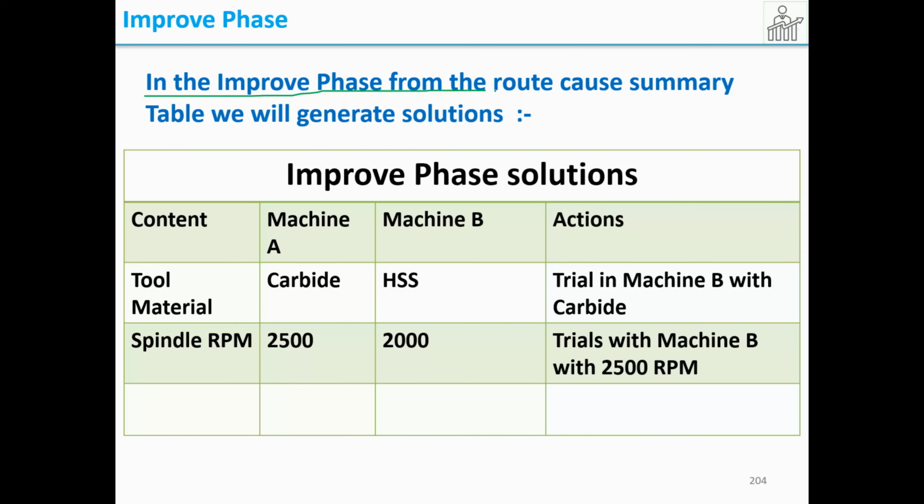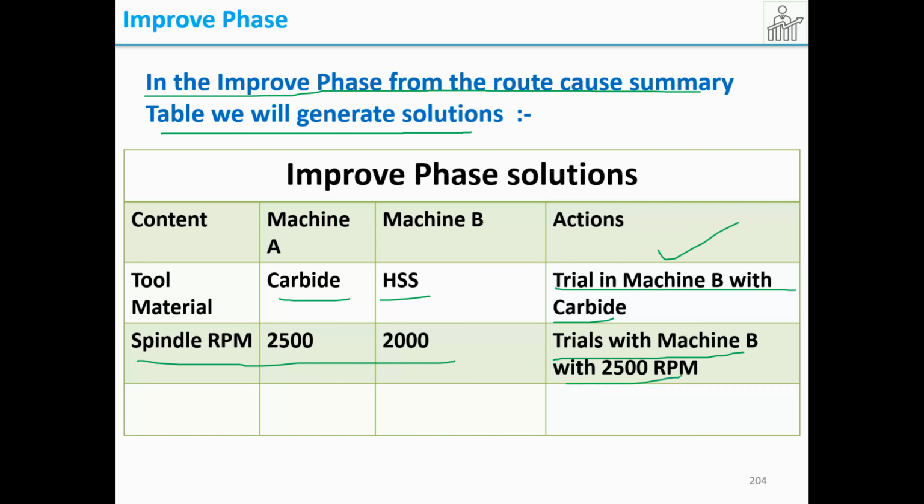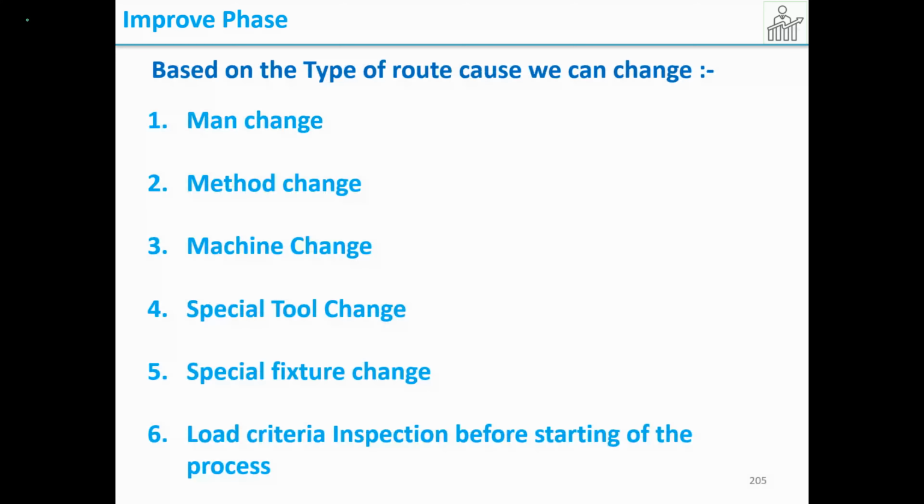In the improve phase, from the root cause summary table, we will generate solutions. So this is a difference from machine A to B. What is the action? Trial in machine B with the carbide. So we are going to do trials in machine B with the carbide and fix the carbide if it is coming okay. Then spindle RPM: trials in machine B with 2500 RPM. Machine B also will keep 2500 RPM and check whether we are getting okay or not. So implementing these two actions will improve the process.